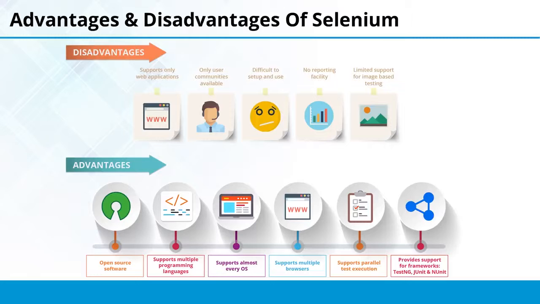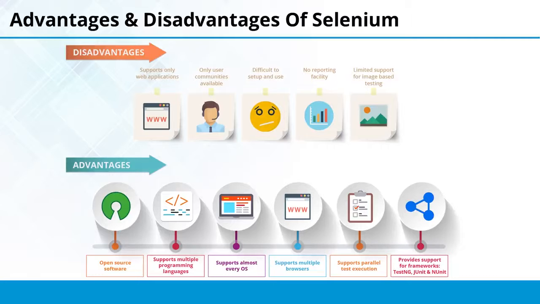But if I have downloaded, let's say, some application, like Myntra, any mobile application, that you cannot use, you cannot test. We've got other tools like Appium for doing that kind of testing. Okay. All right, limited support for image-based testing.